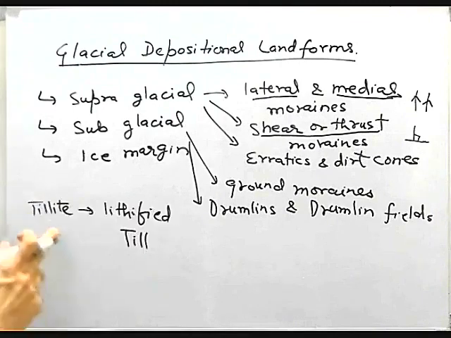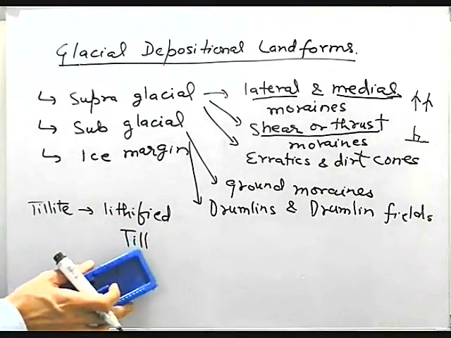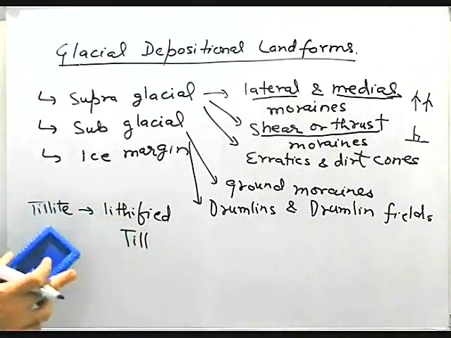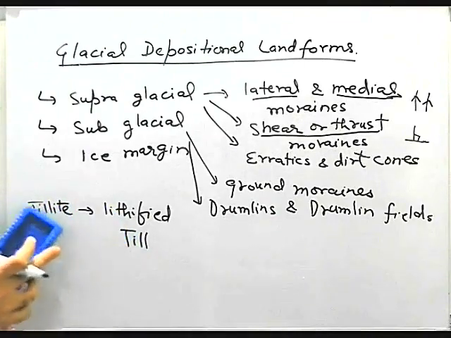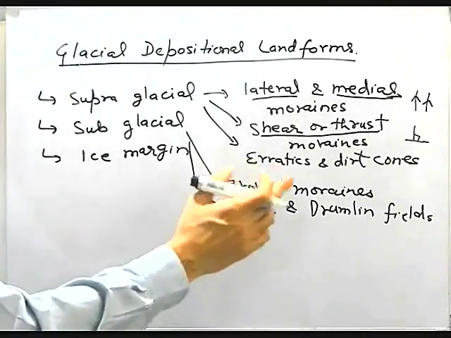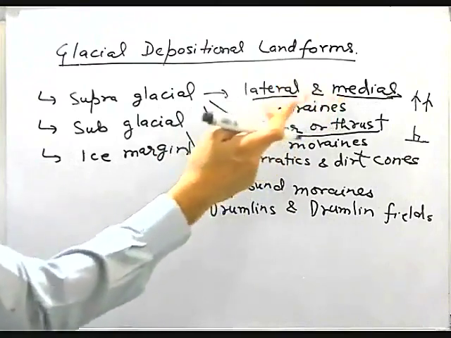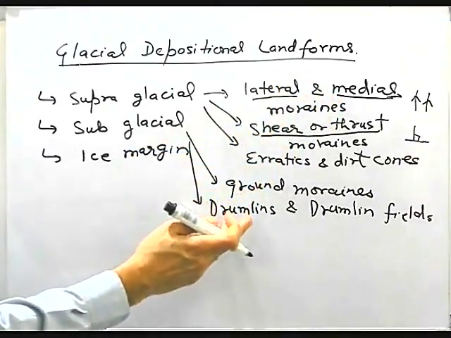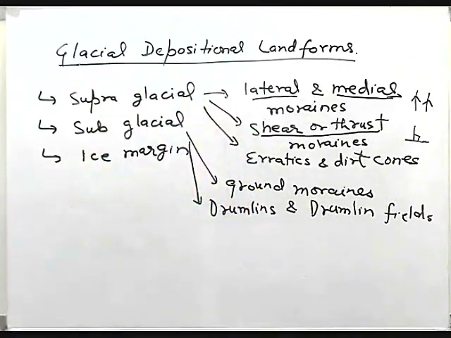And tillite is lithified till. When the glacial sediment or the glacial till is lithified, converted into rock, a sedimentary rock, then it is known as tillite. So, all these moraines, whether it is lateral moraine, medial moraine, shear or thrust moraine, whether it is ground moraine, or whether it is drumlin, all these features or all these landforms, they consist of glacial till. So, ground moraines are basically sheets of glacial till.